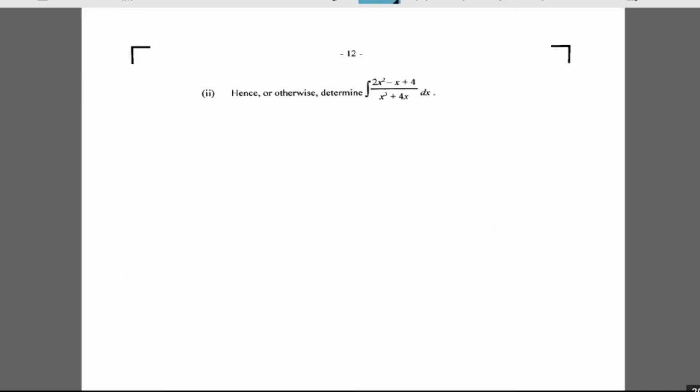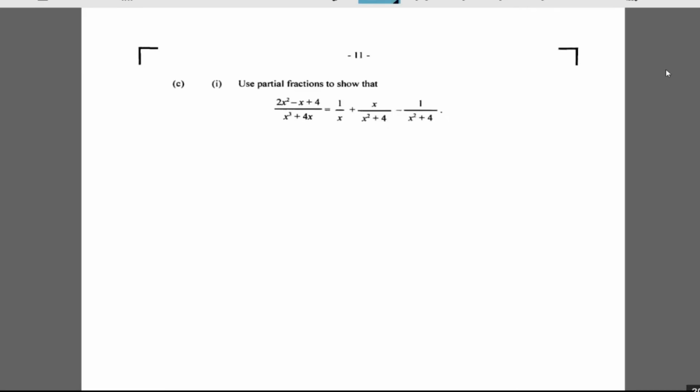All right. So we have one more integration on this piece of paper from 2017. In this case, what they're asking us to do is to use partial fractions to show that (2x squared minus x plus 4) over (x cubed plus 4x) is equal to 1 over x plus x over (x squared plus 4) minus 1 over (x squared plus 4). Okay, so to use partial fractions to show that, let's do it.